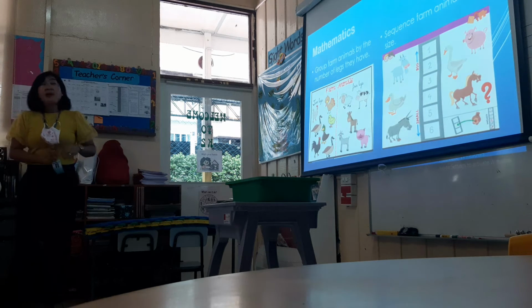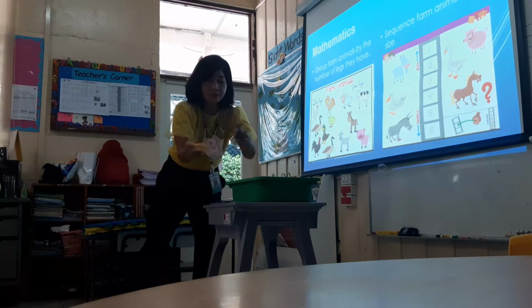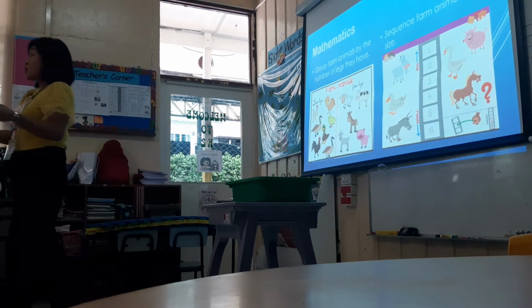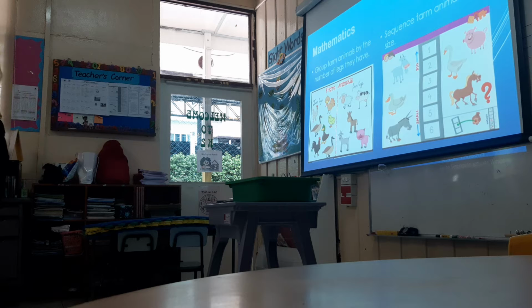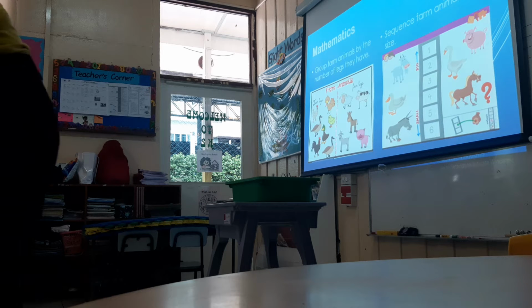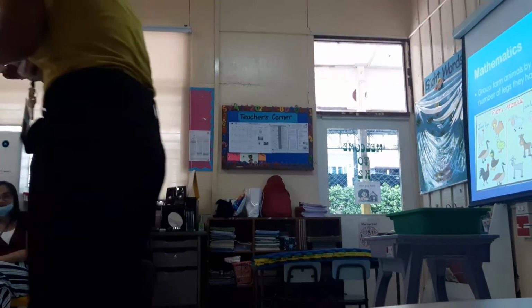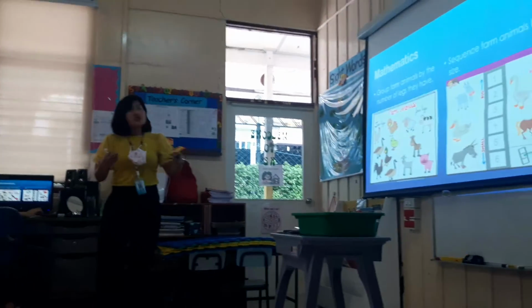Next area, mathematics, so we have the farm animals. We can just give it to them and then tell them, okay, can you group the animals according to their number of feet? We can also put, let's say, the number 2 with the number word. So 2 legs, so number 2 is there, number word is there, and then 4, dog, and then a donkey. So that's how we're going to integrate mathematics when we teach the theme farm animals.